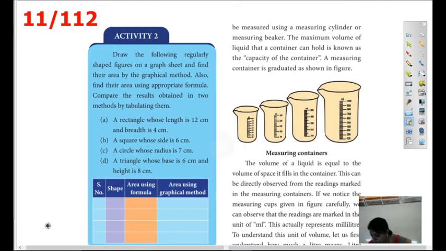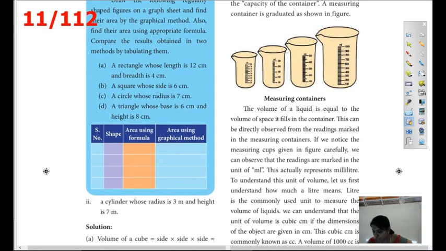Now, the volume of a liquid is equal to the volume of space it fills in the container. So, these are some containers. They are in different shapes and some values are given here. We can observe that the readings are marked in the unit of ml, 1 ml, 2 ml, 3 ml. Likewise, the graduations are given here. This actually represents the milliliter.